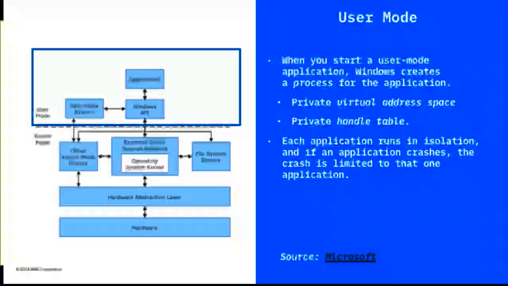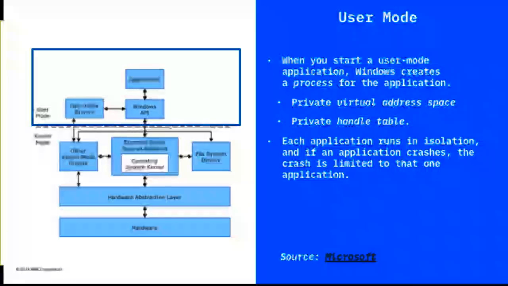When you start a user mode application, Windows creates what it calls a process for the application. Anybody who's gone into Task Manager can see the applications that are running. You will see those processes running inside the Task Manager, which will tell you how much memory it's using and how much CPU, your processor, it's using as you use that application.